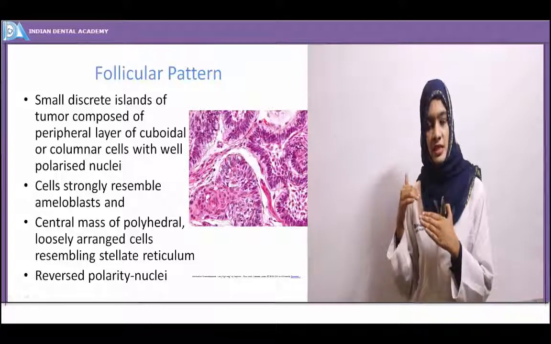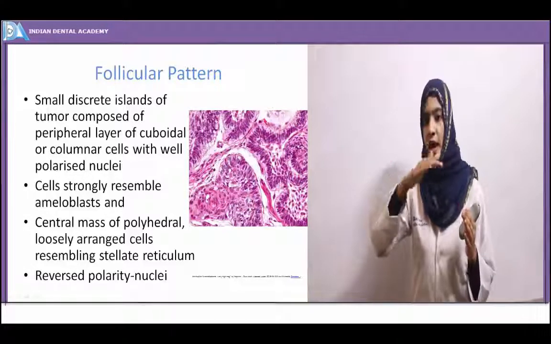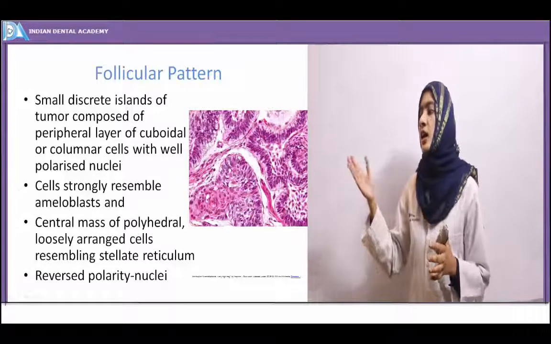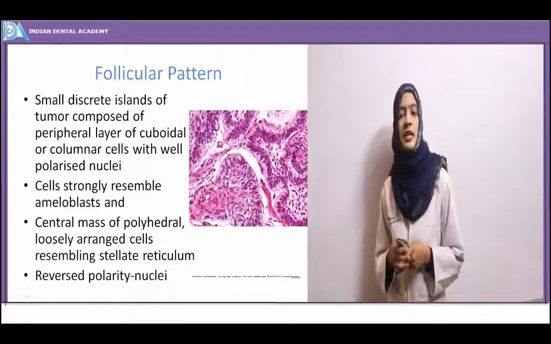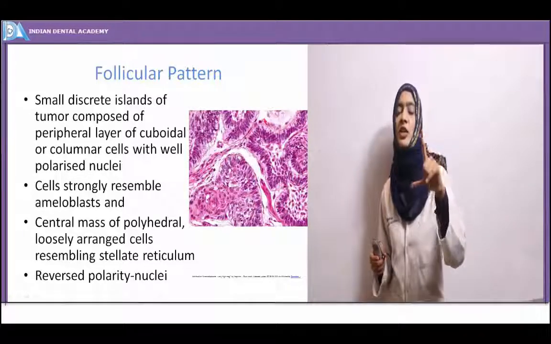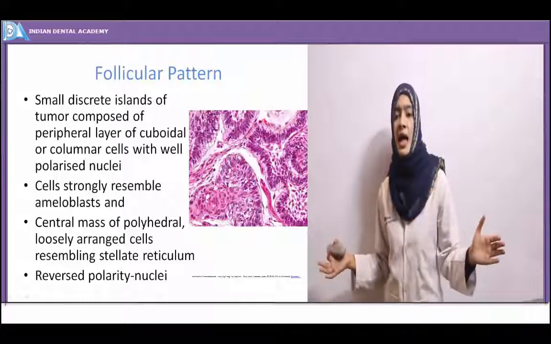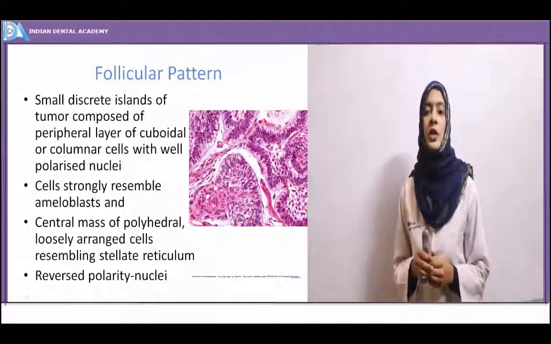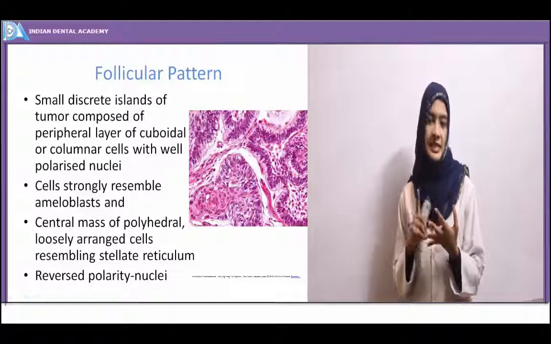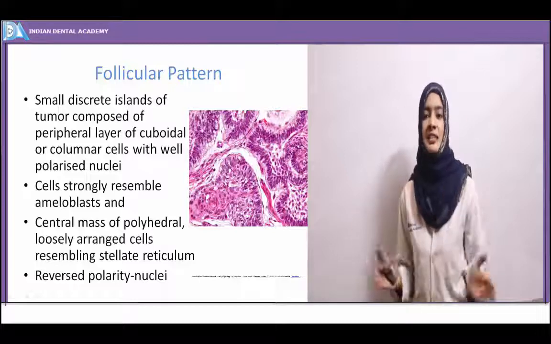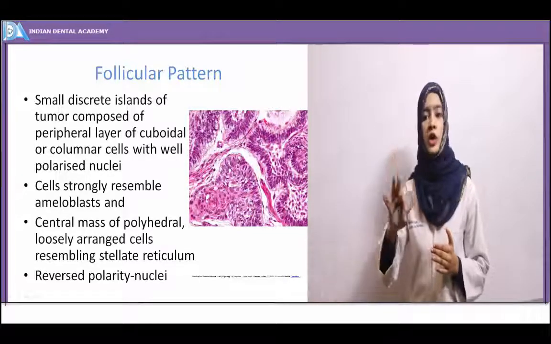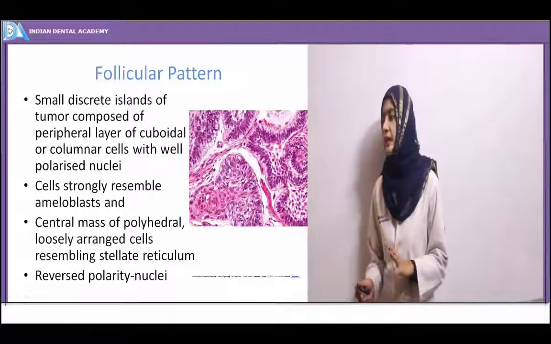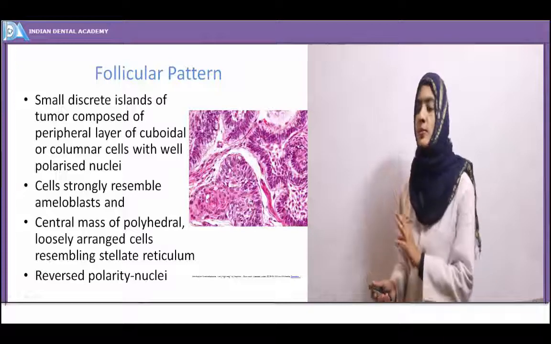Now when we see centrally, the island of tall columnar cells encloses a mass of polyhedral cells. These polyhedral cells resemble the stellate reticulum. So the peripheral tall columnar cells resemble the ameloblast, and the island is composed of central polyhedral cells resembling the stellate reticulum. So the appearance of ameloblast-like cells and stellate reticulum-like cells arranged in islands is the characteristic pattern of a follicular pattern of ameloblastoma histologically. Reverse polarized nuclei is another characteristic feature. Okay, that's the histologic picture.